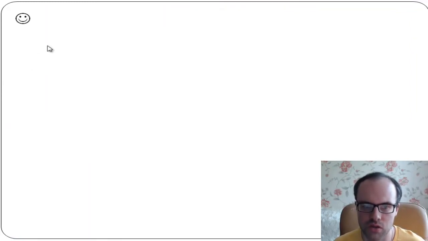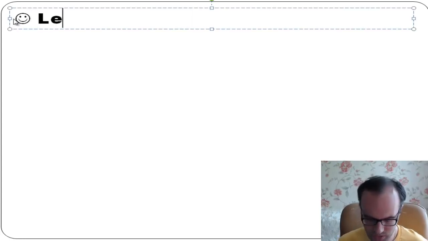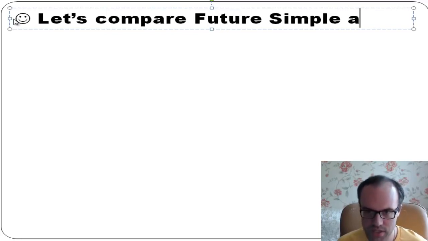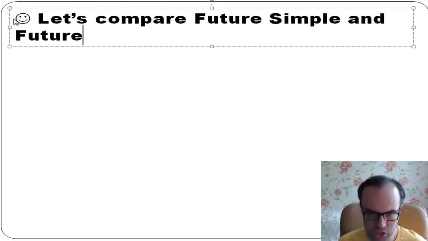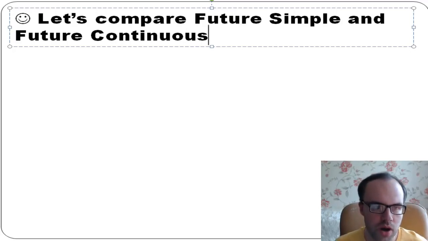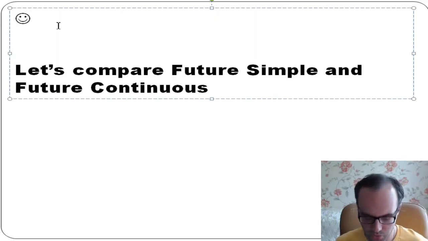Okay, so I hope it's a good idea. Let's compare future simple and future continuous. Well, but before we do it, we need to do some exercises, yeah? So, please, on past simple or past continuous, because it's very important.